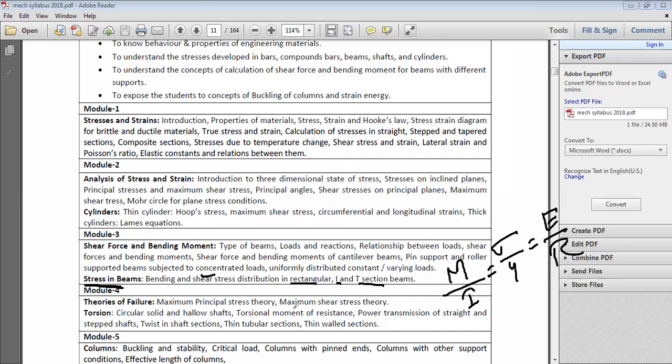If I know this equation, then I can go for these. Before proceeding with this module, stresses in beam, I should know what pure bending is, and what the assumptions made in Euler-Bernoulli's beam theory are. We'll discuss those first, then we'll go for the bending and shear stress distribution in rectangular, I and T sections.